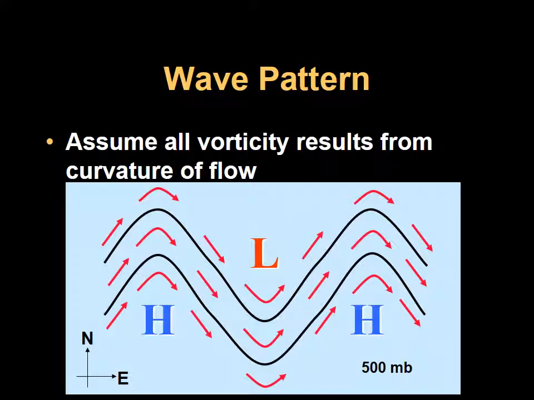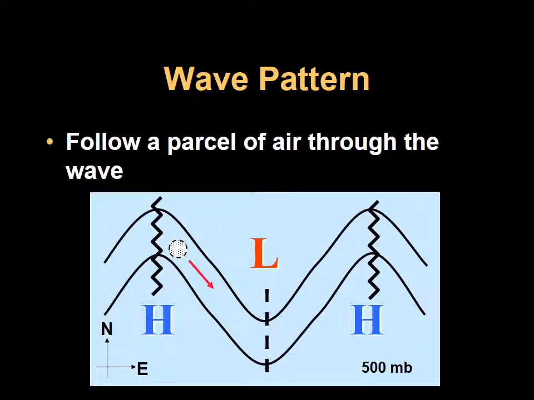So there's our airflow, and we're going to assume that there's no shear, and the only vorticity that results is from curvature, and that's all. And that's not always the case, but let's make that assumption. It makes things a little bit easier and a little bit simpler. So I've put a parcel in the flow. It looks like a golf ball. We're going to move that parcel of air through this 500 millibar flow.